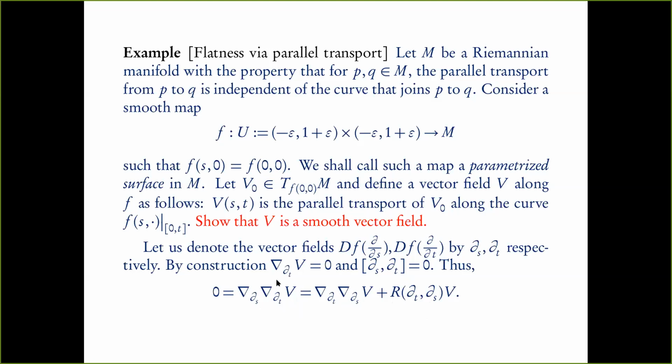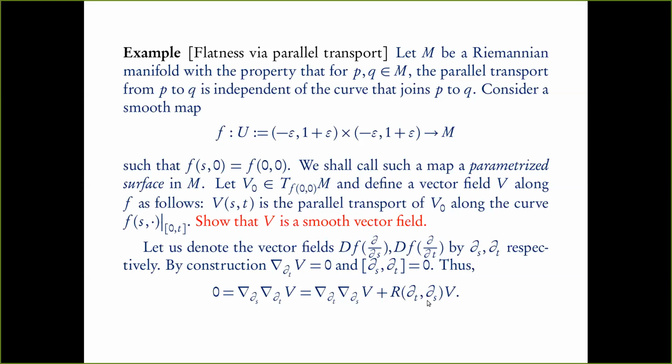So let's look at the first equality. Why is the first equality true? The first equality is true because nabla in the direction of del S is acting on something which is automatically 0 because of the first equality here. So this is 0, right? Because it's nabla del S of 0, so that's 0. So once this is 0, what do you get?